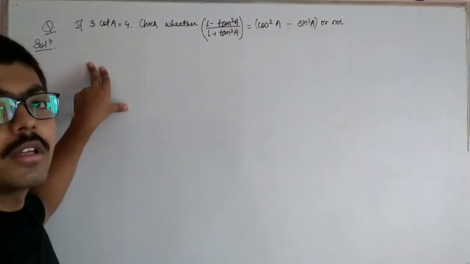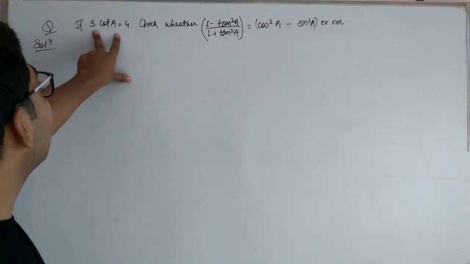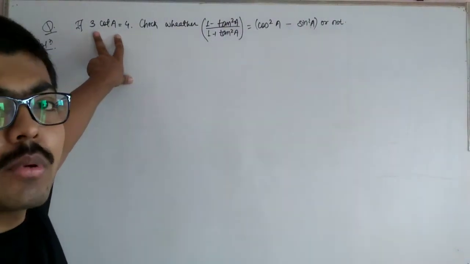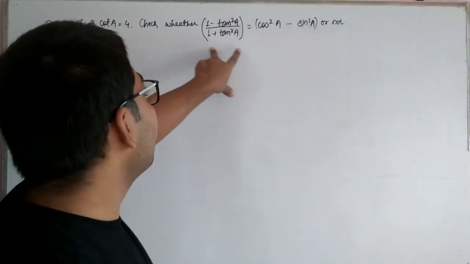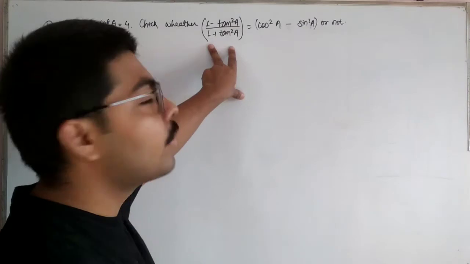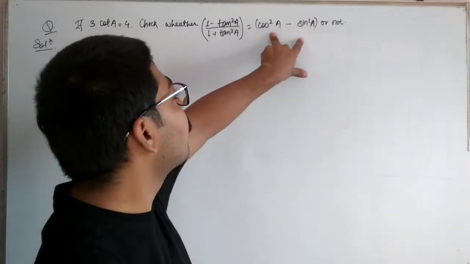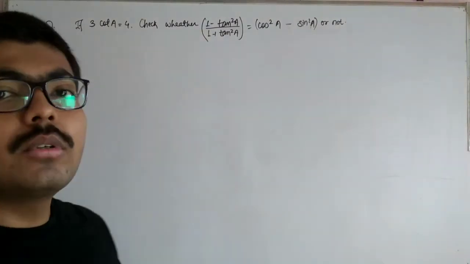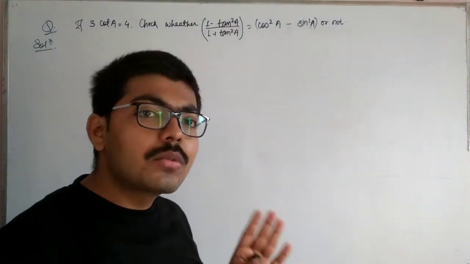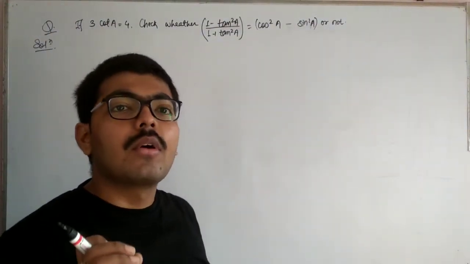Hello students, in this question we are given 3 cot A is equal to 4, and we have to check whether 1 minus tan square A upon 1 plus tan square A is equal to cos square A minus sin square A or not. So the approach will be the same. In all these questions the approach will be the same.